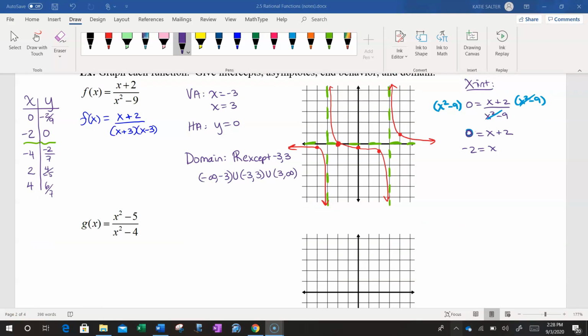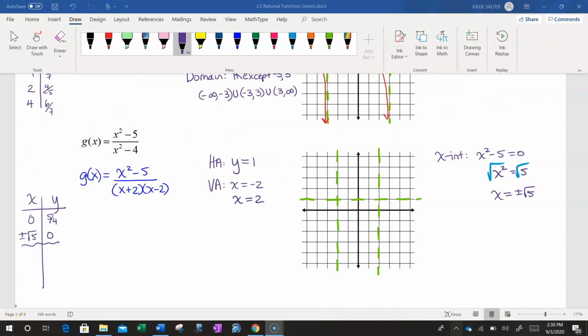Go through all the steps. When you're finished, start the video back. So for this one, the numerator is not factorable with rational numbers. You actually could factor it, but you'd have those square roots in there. But the denominator is, so we can see our vertical asymptotes are at x equals -2 and x equals +2. The degree of the numerator and denominator are the same, so leading coefficient over leading coefficient, 1 divided by 1, gives us a horizontal asymptote at y equals 1.